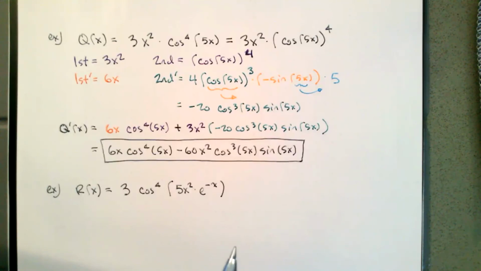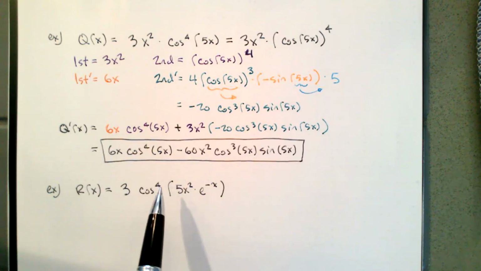Let's think about what happens to x. First, I take x and plug it into the 5x squared, and I put that result aside so that I can go over here and do e to the negative x, and then multiply those two results. Then that stuff gets put into the cosine, and then the result gets put into the fourth power.